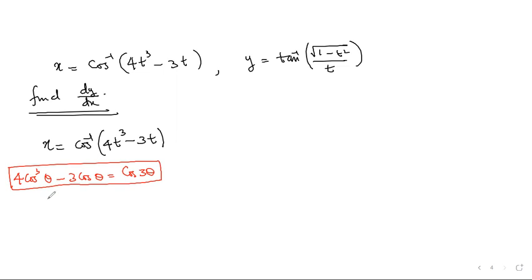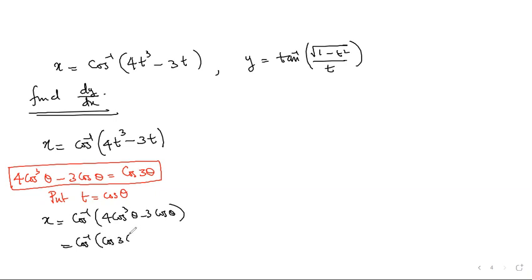So when you compare this, put t as cos theta. Then what will happen to x? Then x will become cos inverse of 4 cos cube theta minus 3 cos theta, so cos inverse of cos 3 theta. I hope you are remembering this technique. And theta stands for what? What is theta from here? Cos inverse t.